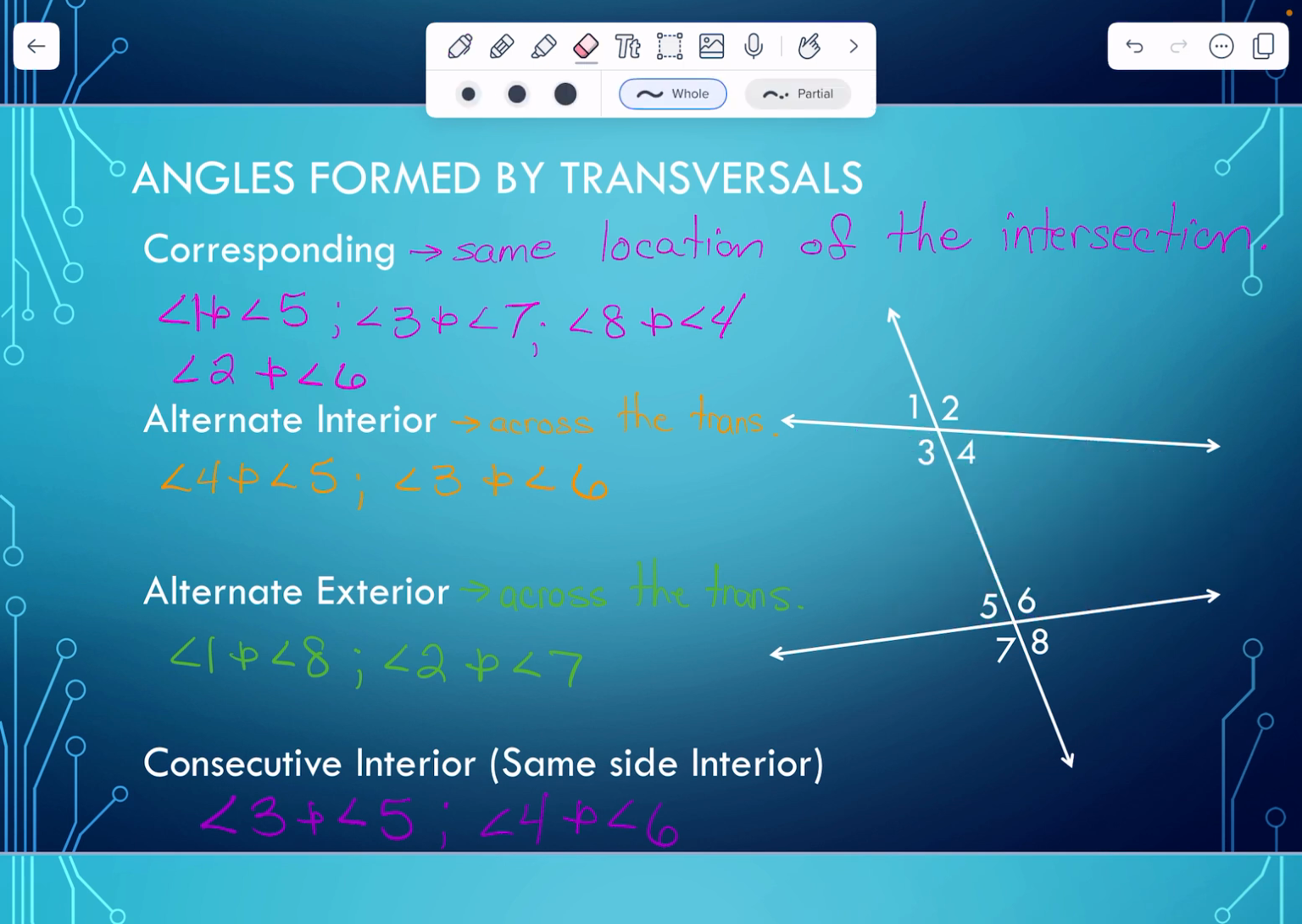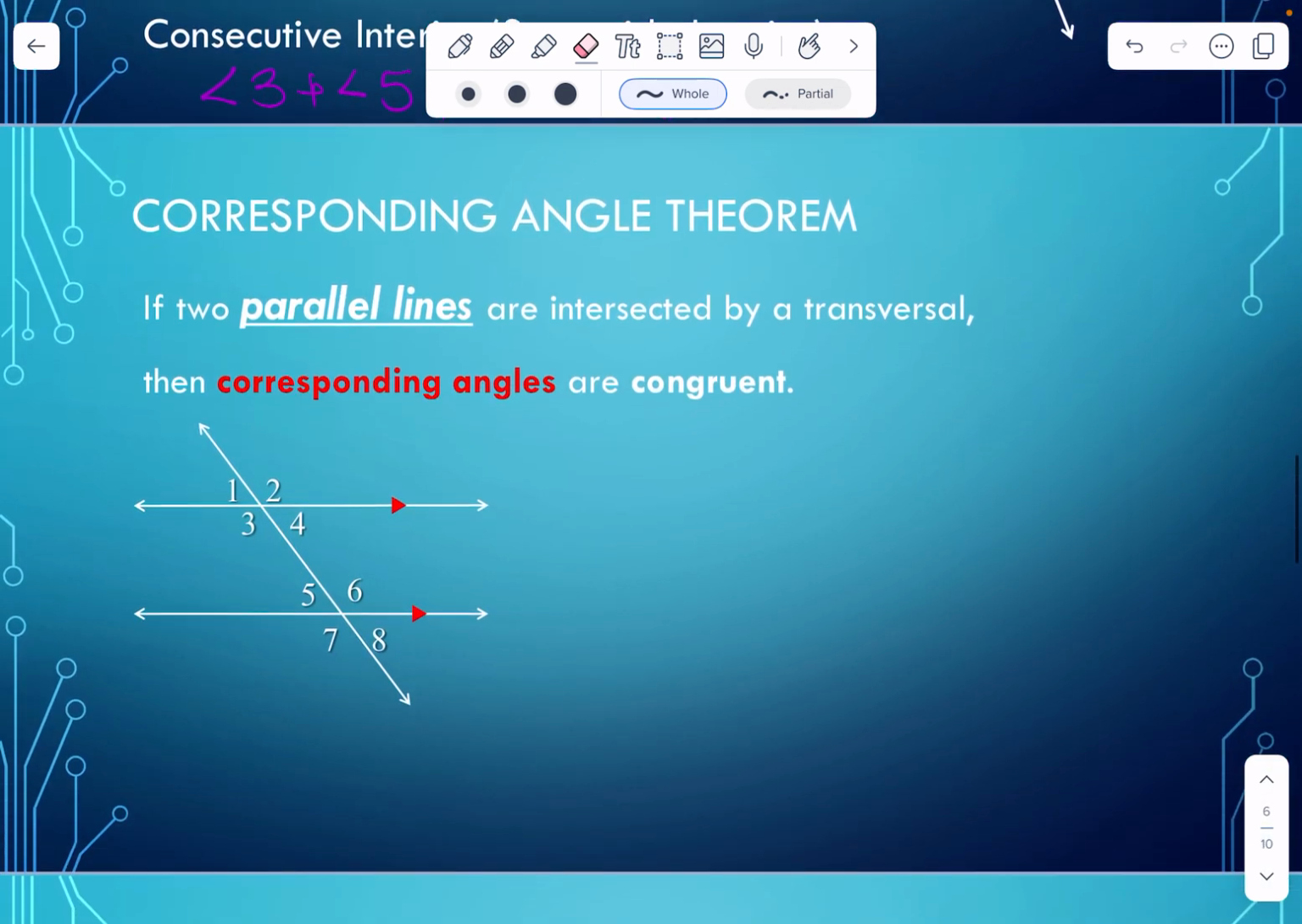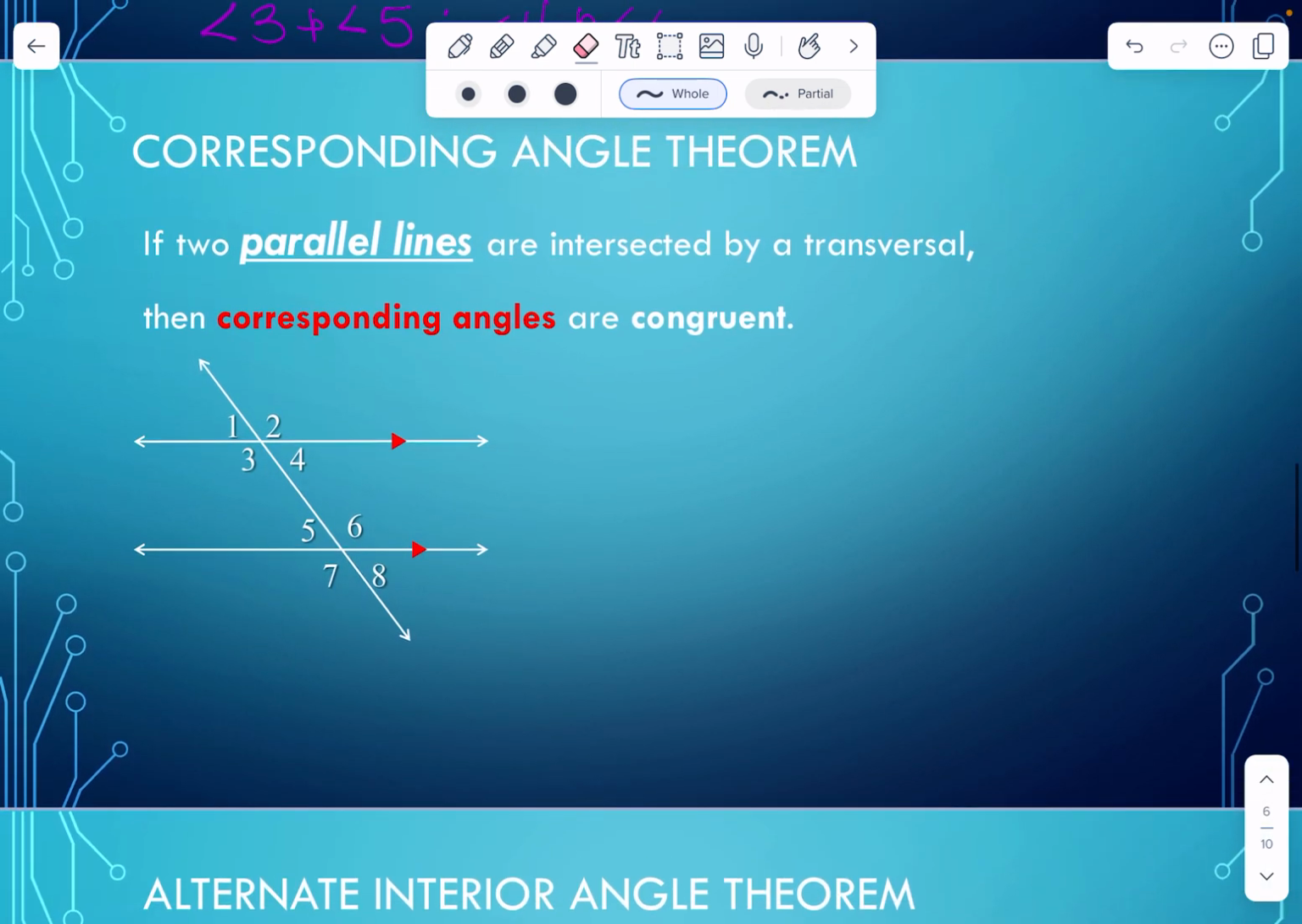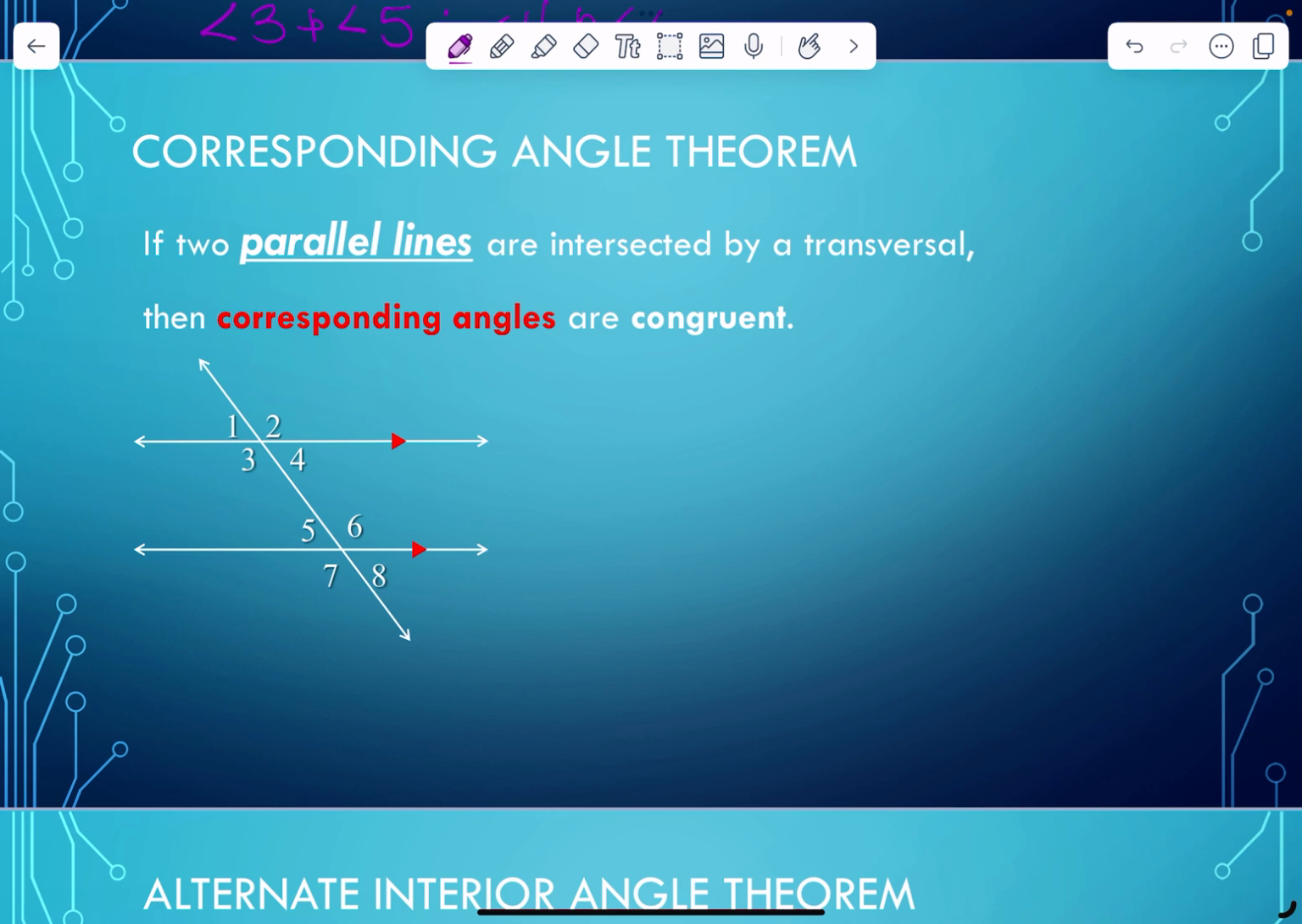Okay, so now that we know what the angles are called, let's talk about some theorems that go with them. The first one that we have here is what is called the corresponding angle theorem. The corresponding angle theorem simply says, if two parallel lines are intersected by a transversal, then corresponding angles are congruent. So how do we know they're parallel? Well, this symbol here tells me that these two are parallel lines.